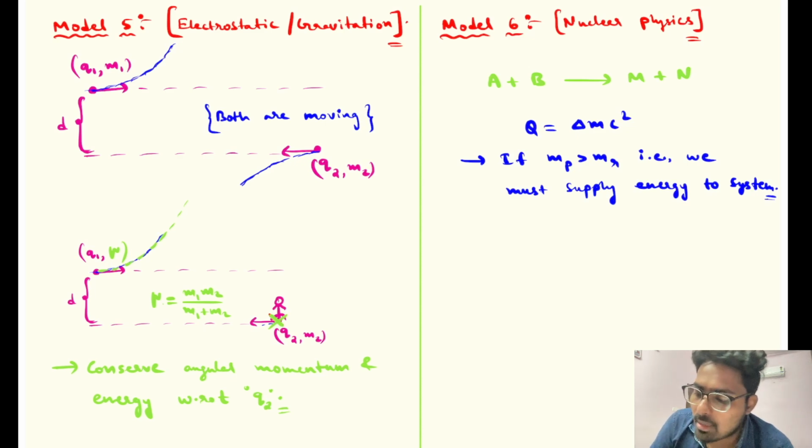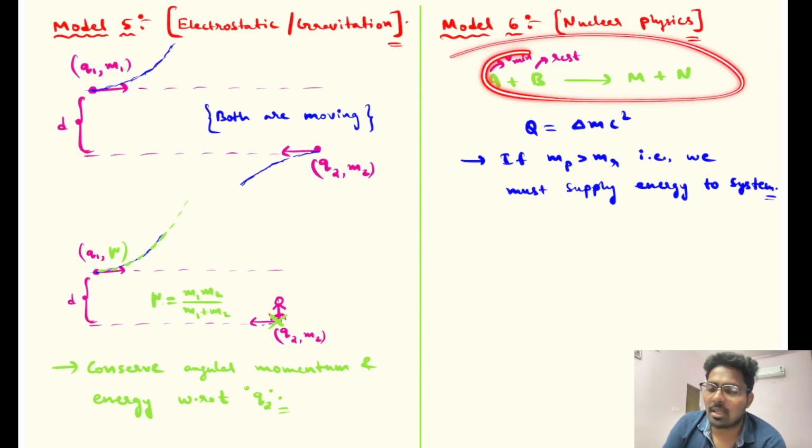And how are they asking us to supply energy to the system? They are telling that this particle B is at rest, and for this they are giving some velocity V0. But they are asking what is the minimum velocity that should be given so that this reaction can take place.